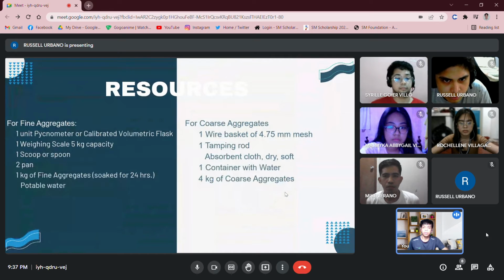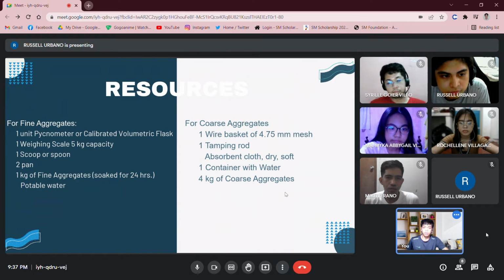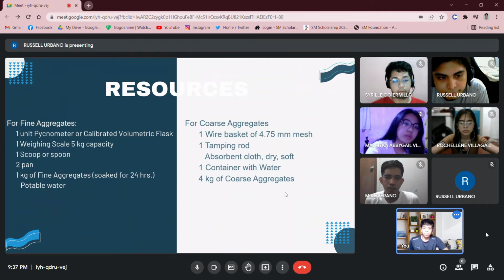So we have separate resources that are going to be used distinctively for fine and coarse aggregates. For fine aggregates: 1 unit pycnometer or calibrated volumetric flask, a weighing scale of 5 kg capacity, 1 scoop or spoon, 2 pans, and 1 kg of fine aggregates soaked for 24 hours in potable water. For coarse aggregates: 1 wire basket of 4.75 mm mesh, 1 tamping rod, absorbent cloth, dry and soft, a container with water, and 4 kg of coarse aggregates.